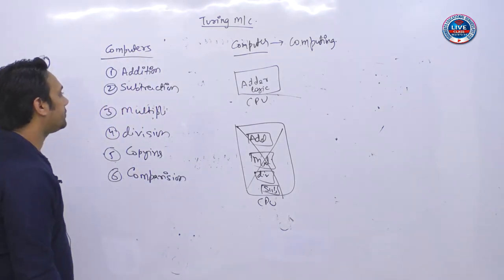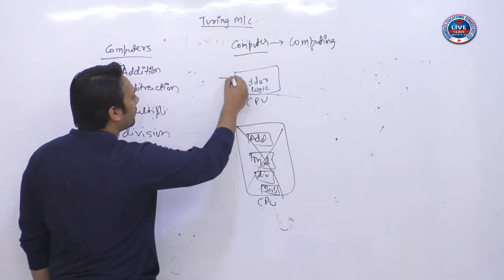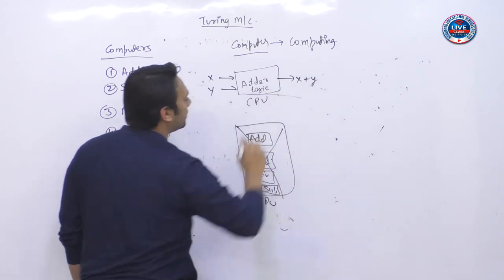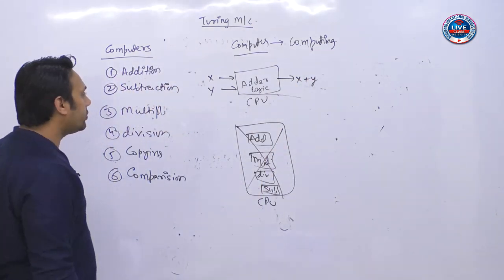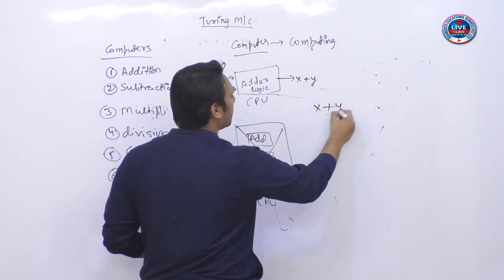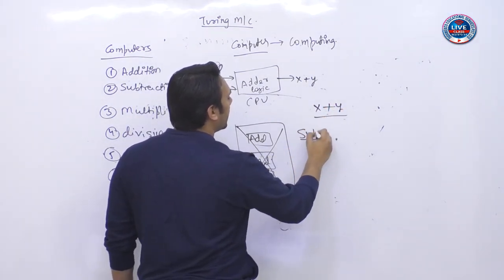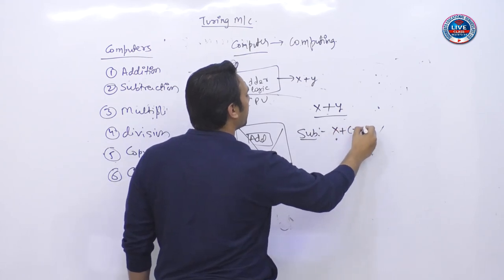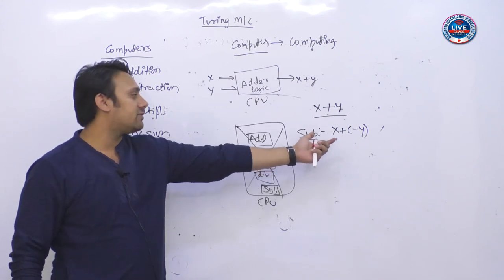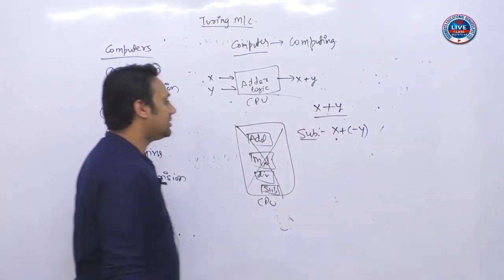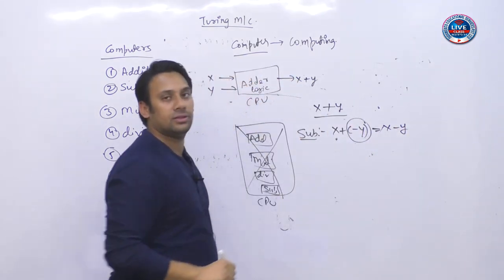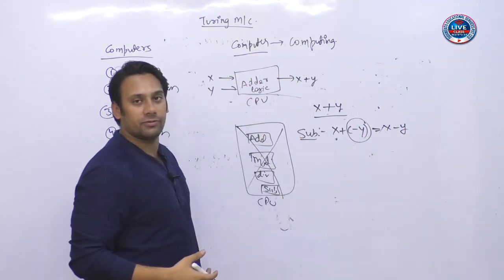Let me show you. So adder logic means, if you give a number x, if you give a number y, it will perform x plus y. Correct? So what we do is, in your computer system, when I want to perform addition, I can just perform x plus y, and when I perform subtraction, in that case we do x plus of minus y. So that is basically plus of minus y, which means it is x minus y.